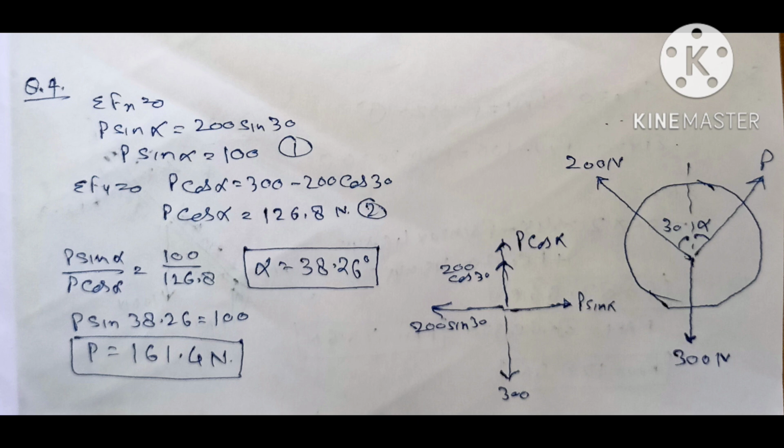Once we have calculated the value of alpha, we can put this alpha in equation number 1. So we will get P sin 38.26 equal to 100. So P equal to 161.4 Newton. In this way, we will get the values of P and alpha.